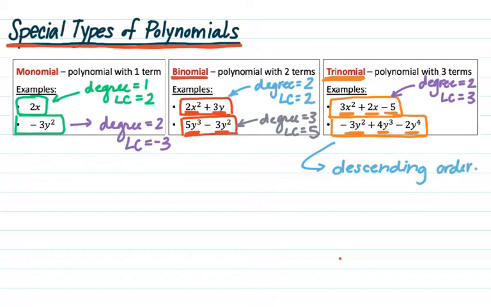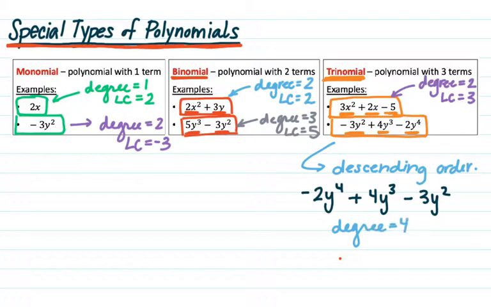Okay, so writing this last example in descending order, that means we take the highest powered term and put it first. Minus 2y to the 4th. Then plus 4y to the power 3, that's the next biggest power. Then lastly, minus 3y squared. So if we were going to talk about the degree, we'd say the degree in this case is 4. We'd say the leading coefficient in this case is minus 2.